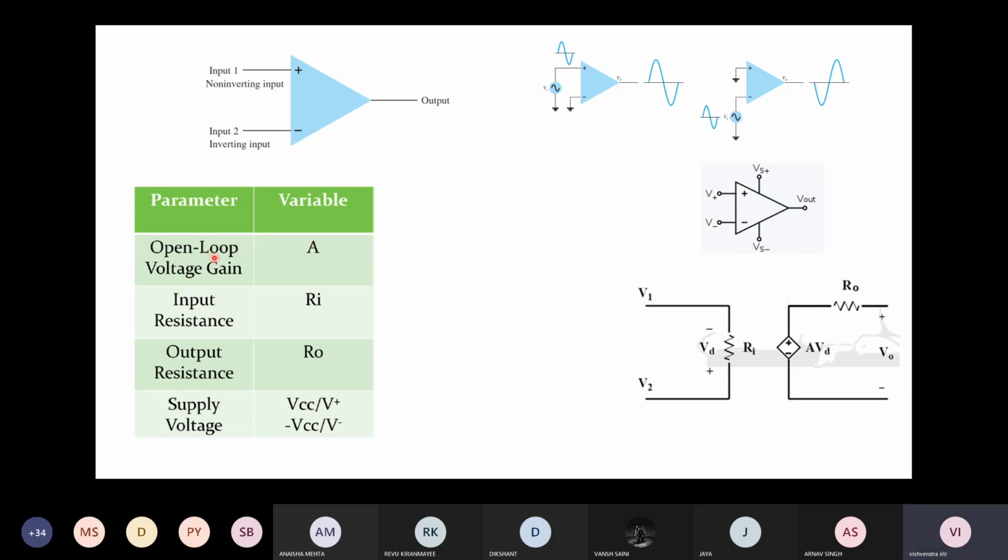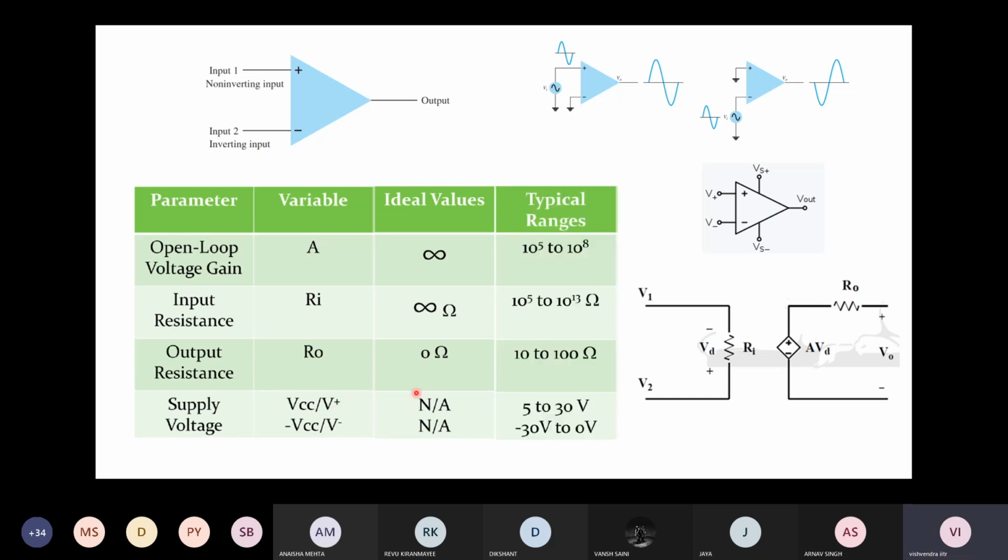One is the open loop voltage gain, A. Open loop means that the input terminals and the output terminal are not connected to each other. This is an open loop. And A is the open loop voltage gain, then input resistance Ri, output resistance Ro, and supply voltages, which we generally don't discuss. So in ideal cases, the voltage gain is infinity, which means that it is an extremely high gain amplifier. Input resistance is also infinity. Output resistance is almost 0. And supply voltages we generally don't consider.